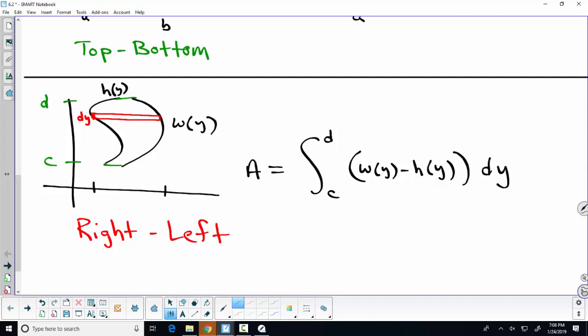Because we're doing it in relation to y, would you still use d and c as your integral bounds? I'm sorry, say that again. Never mind, I got it. Okay, I'm good. All right. Yeah, they may not be the same values as we had labeled as a and b. If you want to put a and b there, it's fine, as long as you know that's a bound on y.